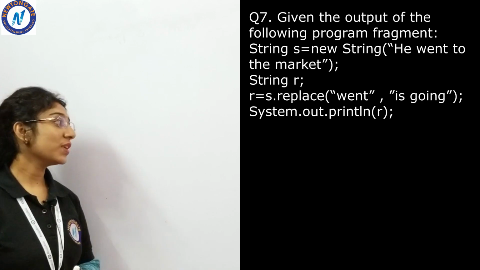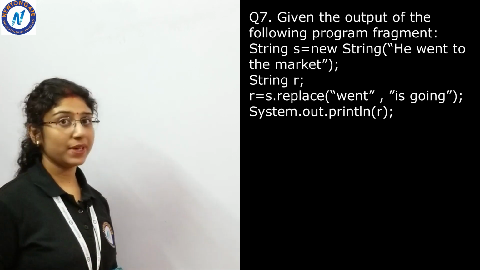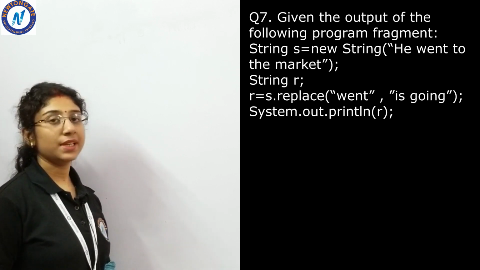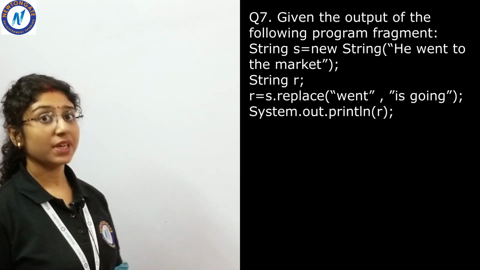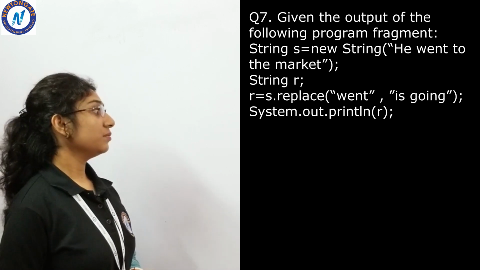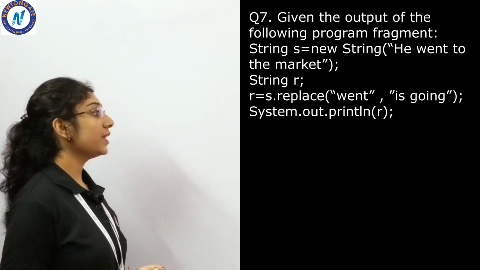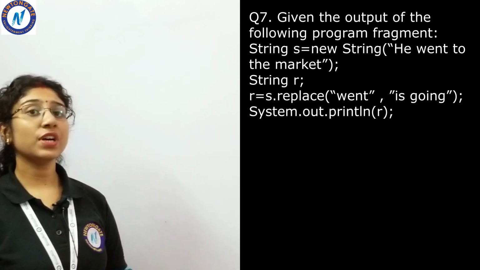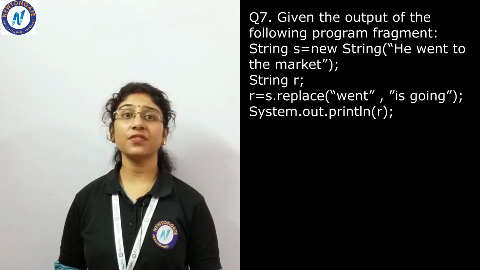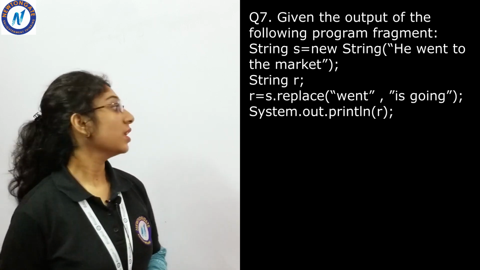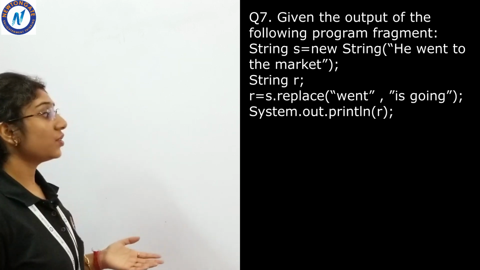Now the next question is also an output based question. He went to the market. In a string, this time we have used the new keyword for creating the string object. So here I have written "he went to the market". Now here I am using a replace function. Replace function's task is to replace the specified string with the given string. Here I have written f.replace.